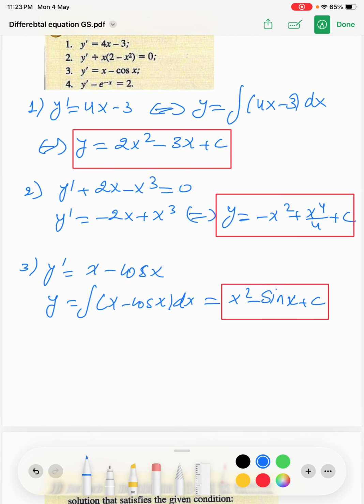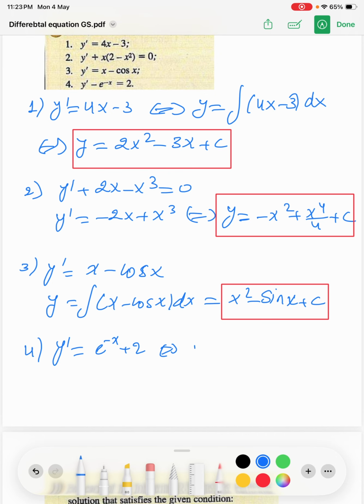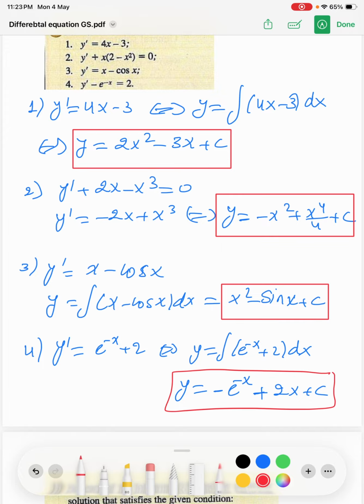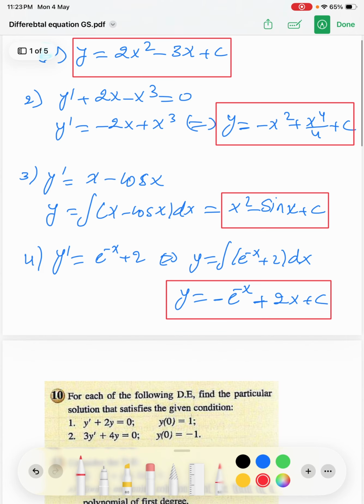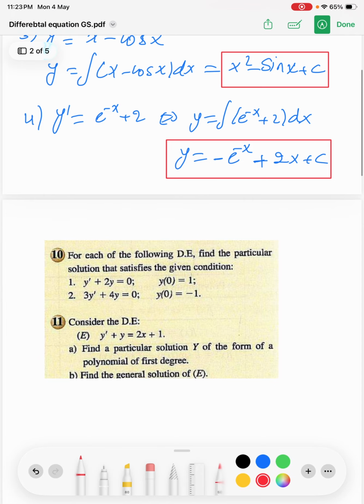Part 4, you have y prime equal e to the minus x plus 2, and you have to make it y prime equal a certain function. Again, y equal antiderivative of e to the minus x plus 2 dx. The antiderivative of e to the minus x is minus e to the minus x. The antiderivative of 2 is 2x plus a constant c. This is the solution of the fourth part. It is the general solution, not a particular solution.